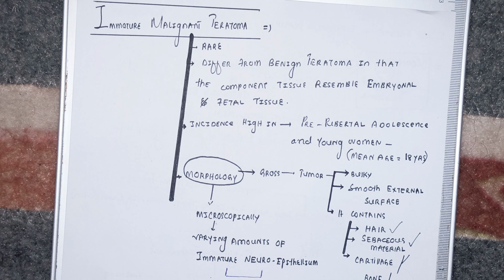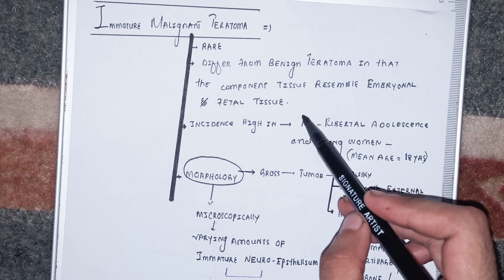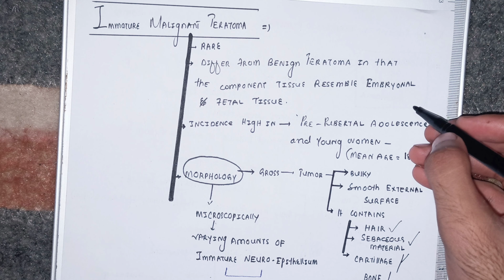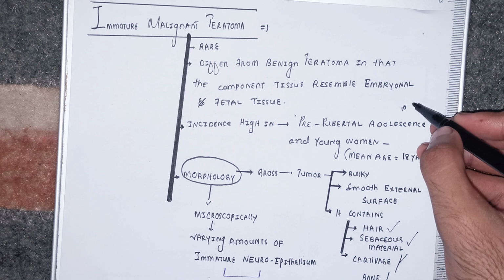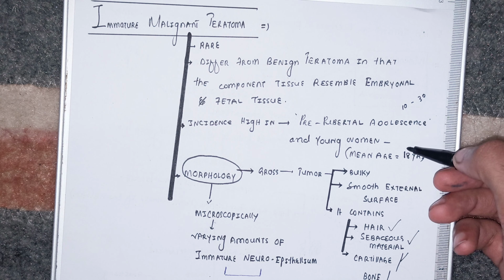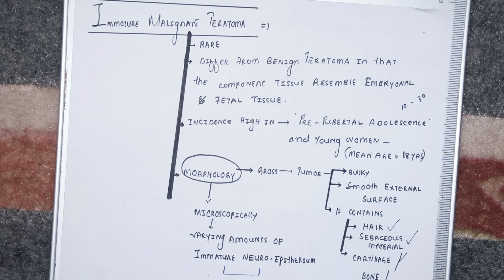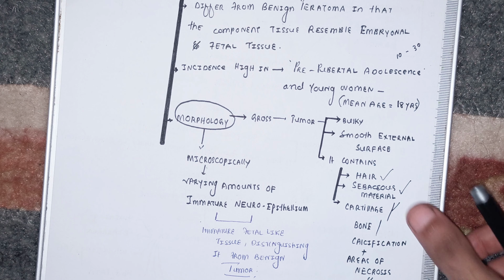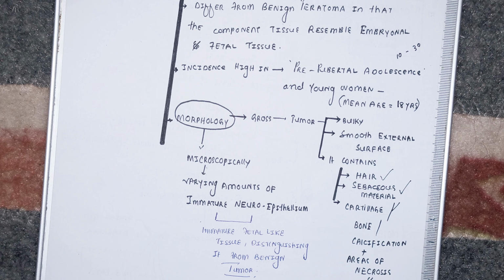If we talk about the incidence of this malignant teratoma, so it is common in the pre-pubertal adolescents and the young women. Pre-pubertal adolescents, puberty से पहले की एज फर्ज करें 10 साल, और यंग वुमेन फर्ज करें अप टू 30 ईयर्स. यही हो सकता है. तो बेटा मीन एज क्या हो गई? 18 से 20 साल. 18 से 20 साल की उम्र में बेटा इमेच्योर मैलिग्नेंट टेराटोमा होता है, हाई इंसिडेंस के साथ. मॉर्फोलॉजी में ग्रॉसली आपको ये ट्यूमर बड़ा बड़ा बल्कि मिलता है, और इसकी एक्सटर्नल सरफेस बड़ी स्मूथ होती है, और इसके कंपोनेंट्स मैंने आपको बता दिए जो कि इमेच्योर होते हैं, फिटल लाइक टिश्यूज होते हैं.